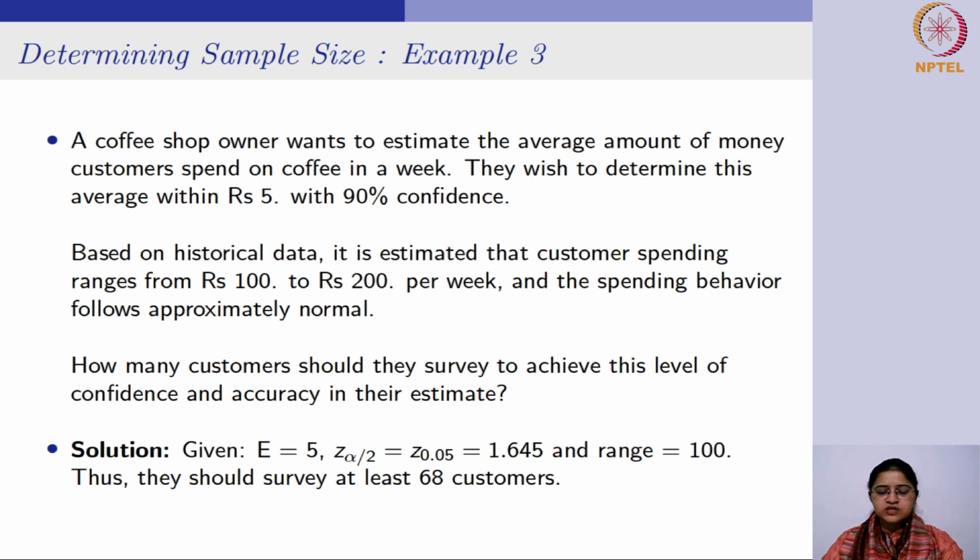So if you just substitute these values in the previous formula for the sample size, that is Z alpha by 2 whole square into sigma square, so sigma is 25 whole square divided by 5 square. So this would come out as approximately 68. So you can say that they should at least survey 68 customers in order to achieve this goal. So you can see that this is important, because many times we are stuck in what should be the sample size, right? That is the question that we often encounter. So for such situations, we can use this method.